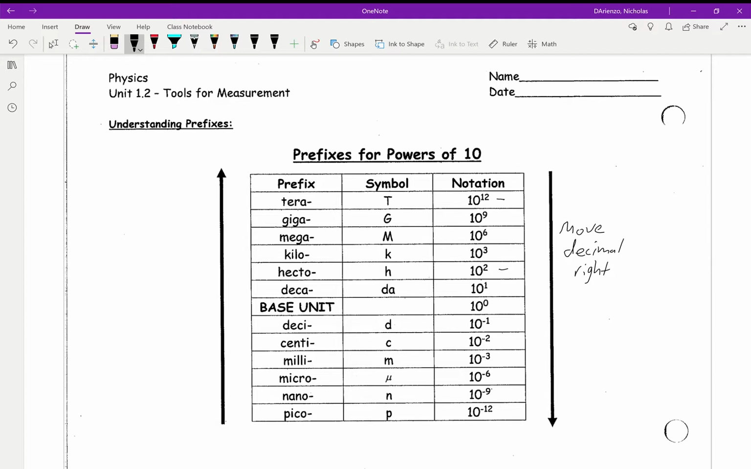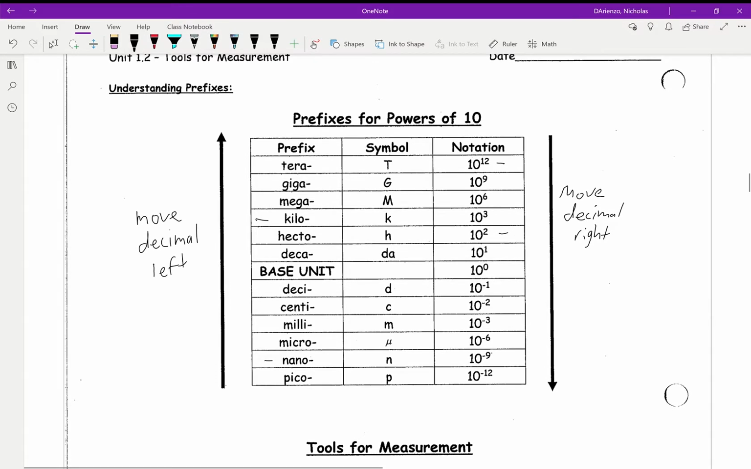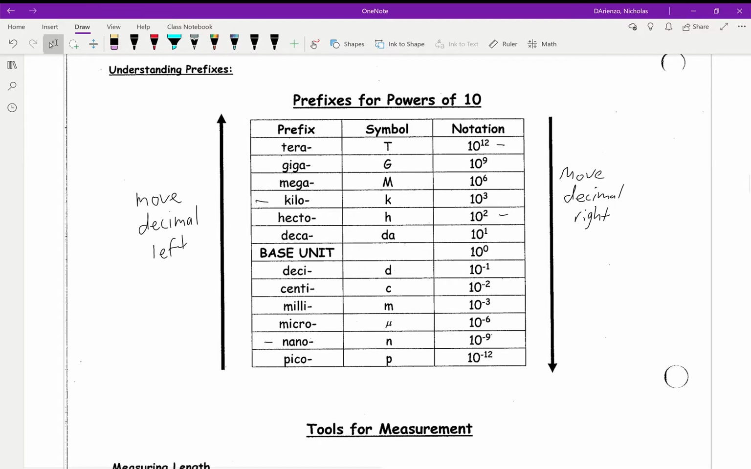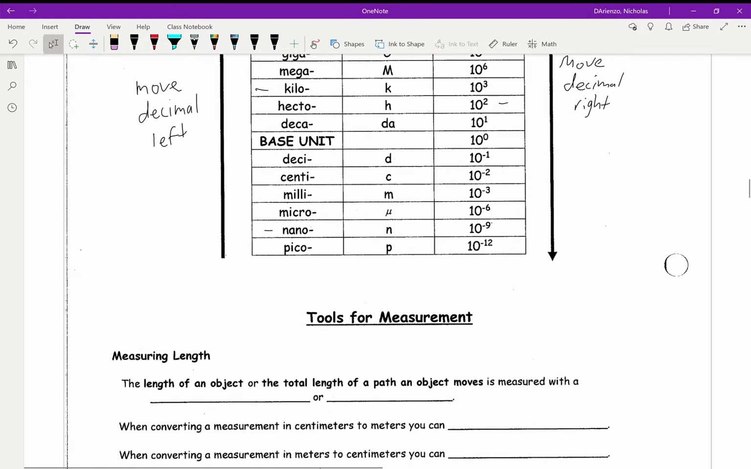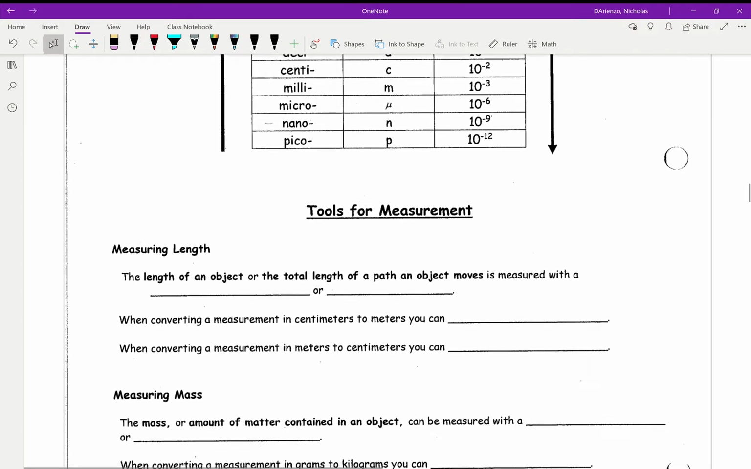Which means if we're going from a smaller unit such as nano to a larger unit like kilo, we are going to move our decimal to the left. These can be used just for simple conversions, comparing powers of 10, subtracting, and determining how many spaces we are going to be moving the decimal. We can also set that up with dimensional analysis, which I'll show you in a later lesson.